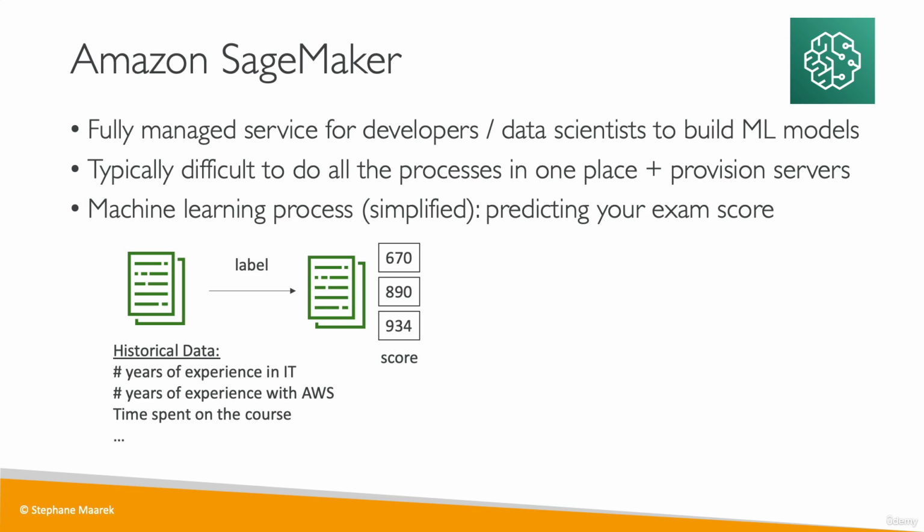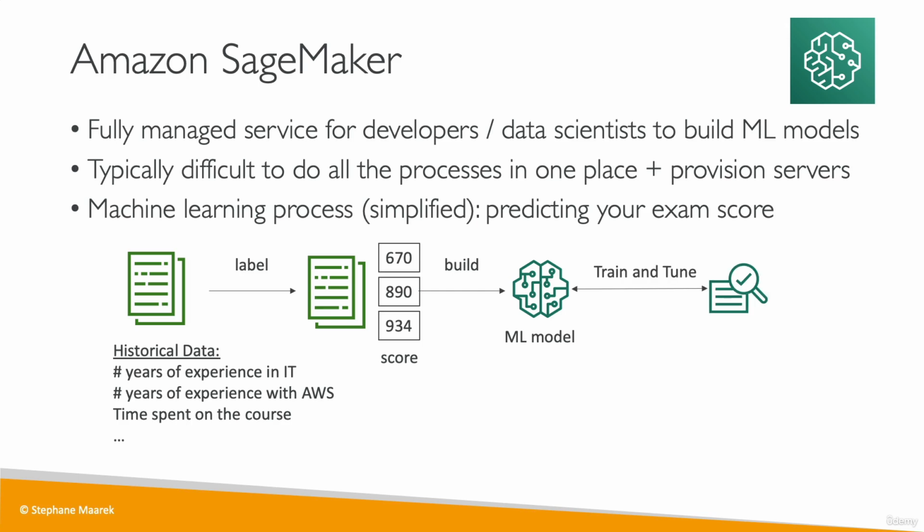So I've first done the labeling, and that labeling process can be quite complicated to do in practice. Then I need to build a machine learning model, which is how I can predict these scores from the historical data. Then you have to train it and tune it. This is another part that's quite difficult to do, which is how do I refine my model over time to better fit my data and my outputs.